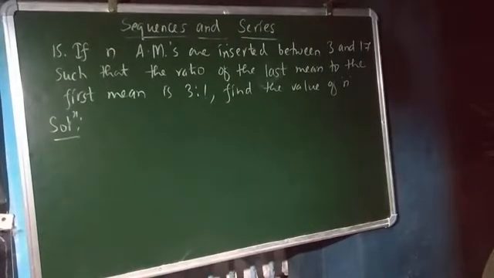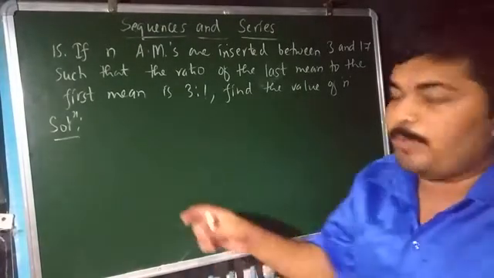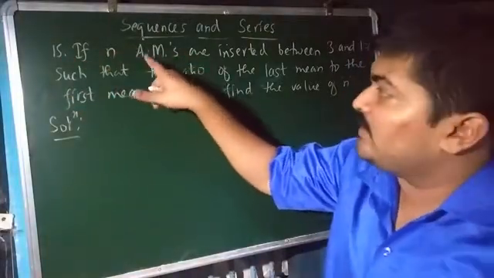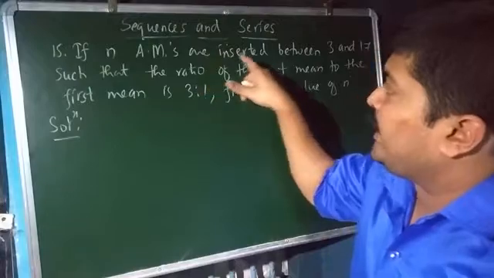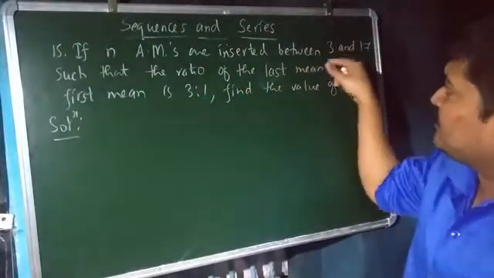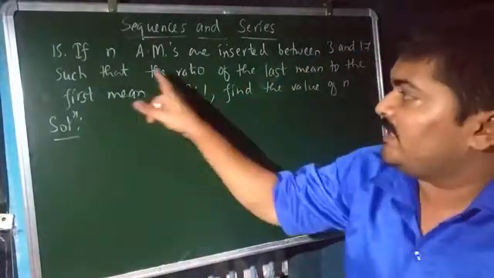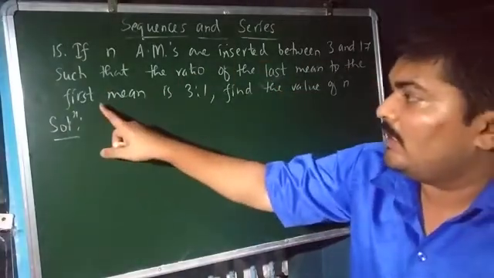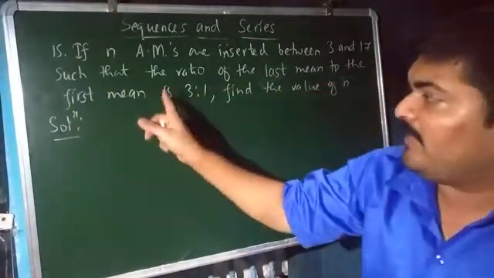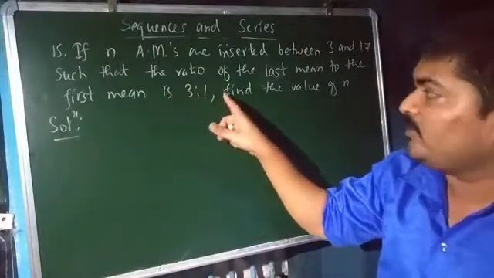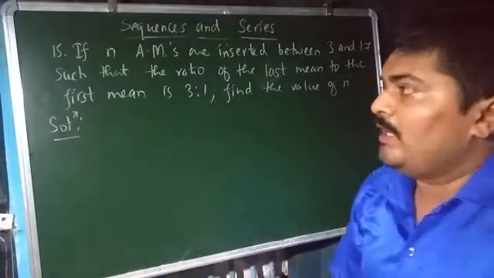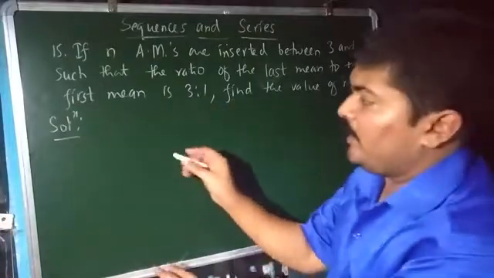Now let me move on to the next problem, problem number 15, which states that if n AMs, that is, arithmetic means, are inserted between the numbers 3 and 17 such that the ratio of the last mean to the first mean is 3:1, your task is to find out the value of the unknown parameter n. Let us try to solve this particular problem.